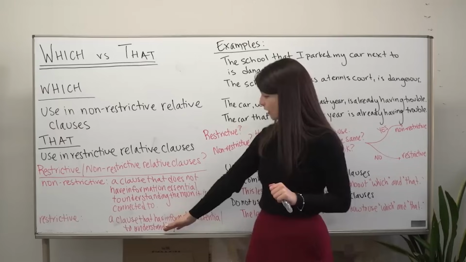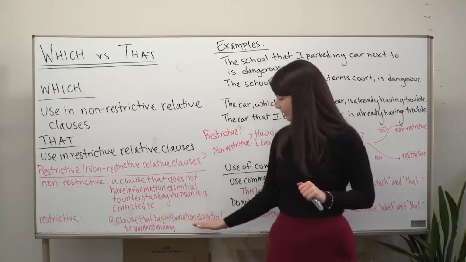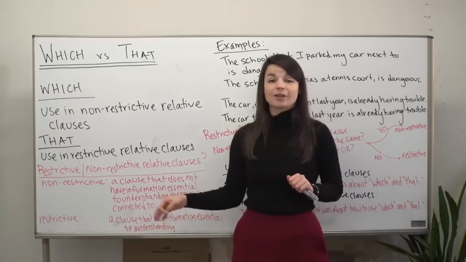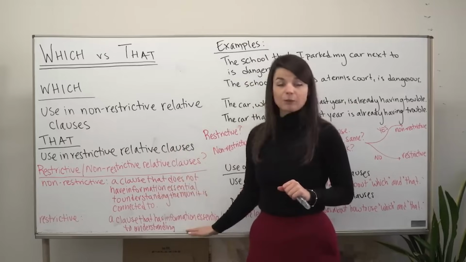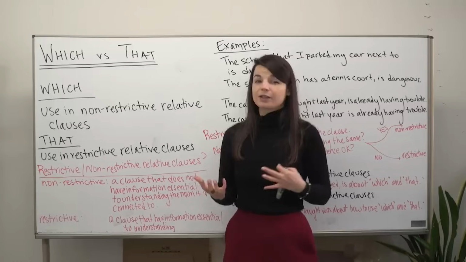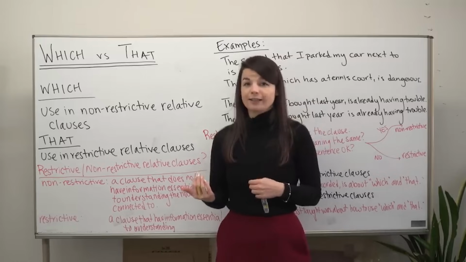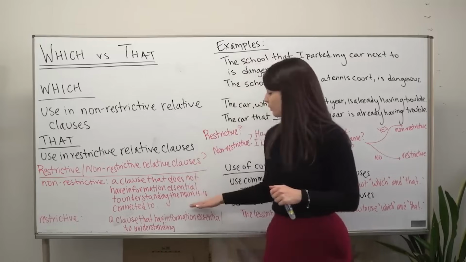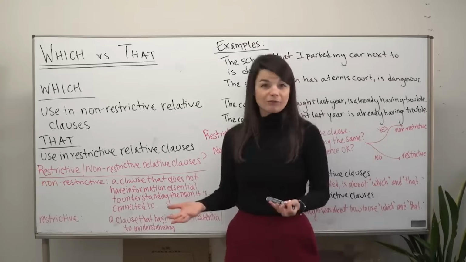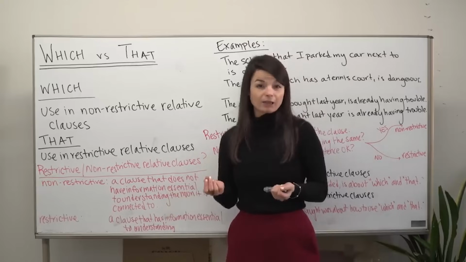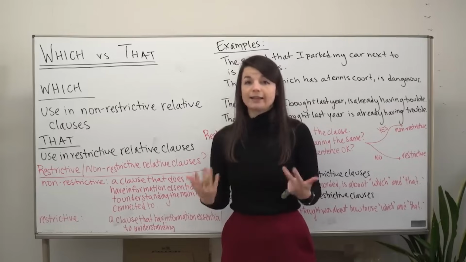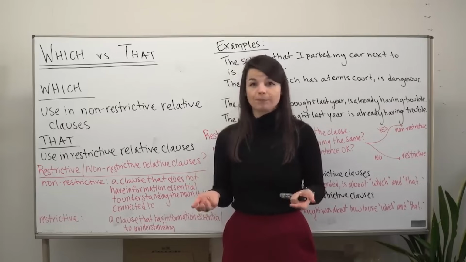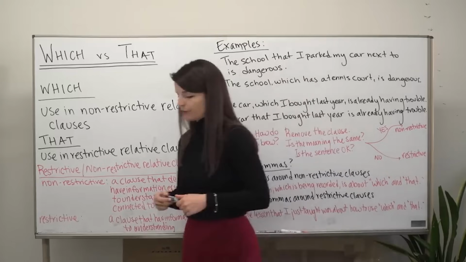A restrictive clause, however, is a clause that has information essential to our understanding of that noun. So we need the information in the restrictive clause to completely understand the noun or the noun phrase it is attached to. A non-restrictive clause is sort of extra information. We don't need the information to understand the noun or the noun phrase. It just provides some more information. So let's take a look at a few examples of this.